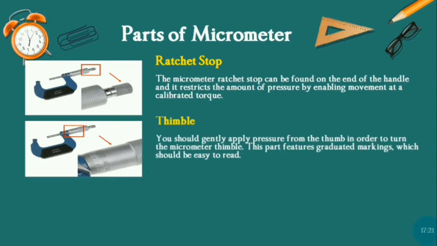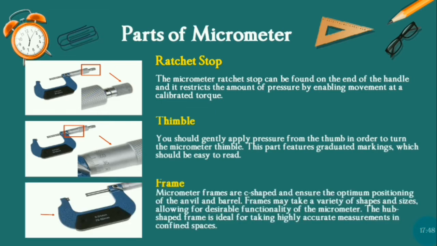Next, thimble. You should gently apply pressure from the thumb in order to turn the micrometer thimble. This part features graduated markings which should be easy to read. Turns to open the micrometer, it also has 1,000th inch marks starting with 0 and going to 225 thousandths of an inch.